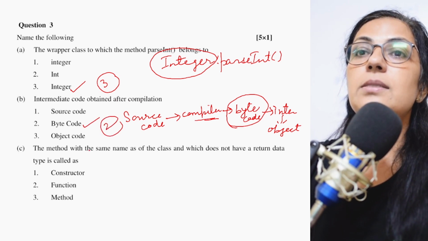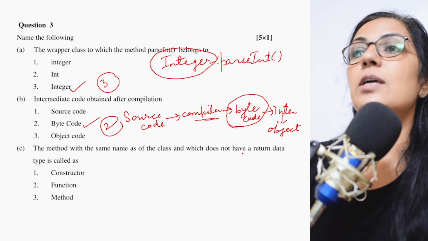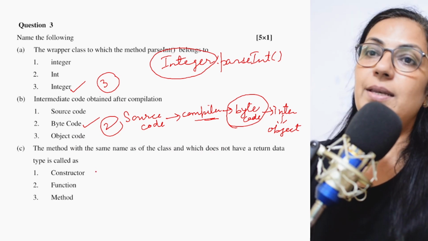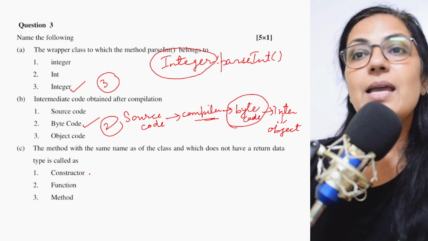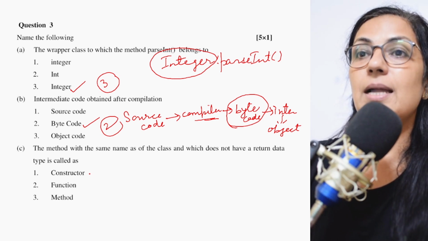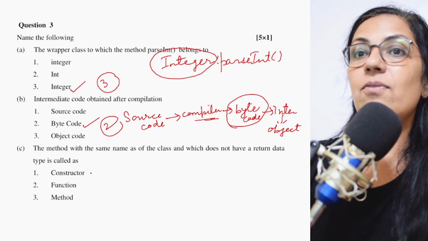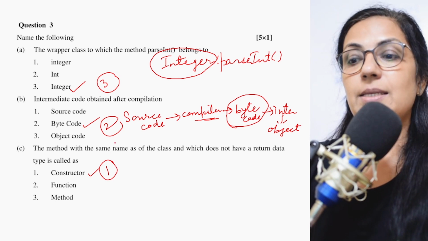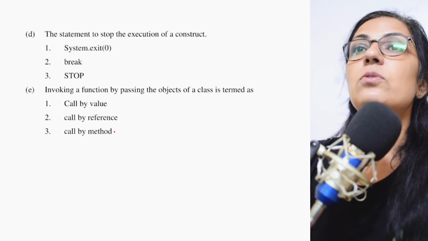The next is the method with the same name as the class which does not have a return type, is called. Children, I suppose all of you have seen the constructor video, and in that I have explained that the constructor has the same name as the class name, and it can never return any value, not even void. So option 1 is the correct answer. Now we move on to D part of this question.